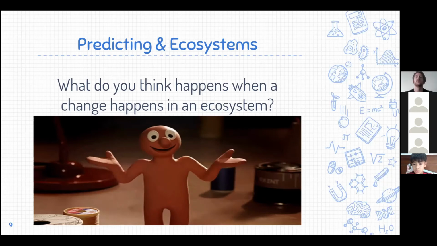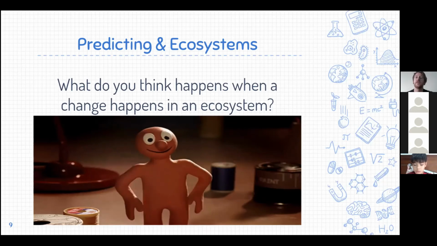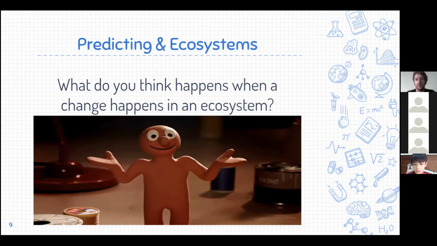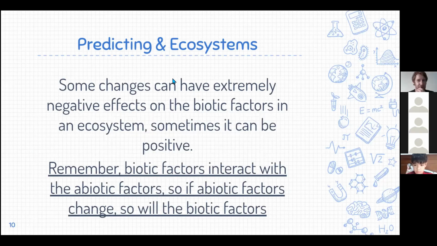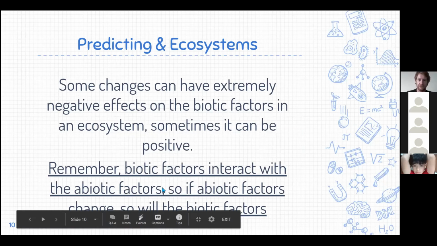Okay. So let's try to think about this. If we start changing something, for example, an abiotic factor, it's going to affect everything within it. It's going to cause changes. Now, some changes can have negative effects on the biotic factors in an ecosystem. Sometimes it can be positive. What I need you to remember is that biotic factors interact with abiotic factors. So if abiotic factors change, so will biotic factors.